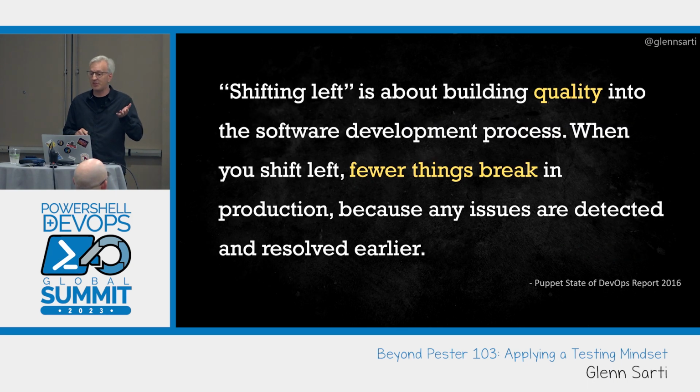You may have heard of the term shifting left. Shifting left is about building quality early into the software development process. This isn't new. Programmers knew about this back in the 1950s. When you shift left, fewer things break in production because any issues are detected and resolved earlier. Because finding your bugs in your PowerShell is much easier to do when you're writing it, not when you're running it. And especially when that script reboots all of production, which has been done.